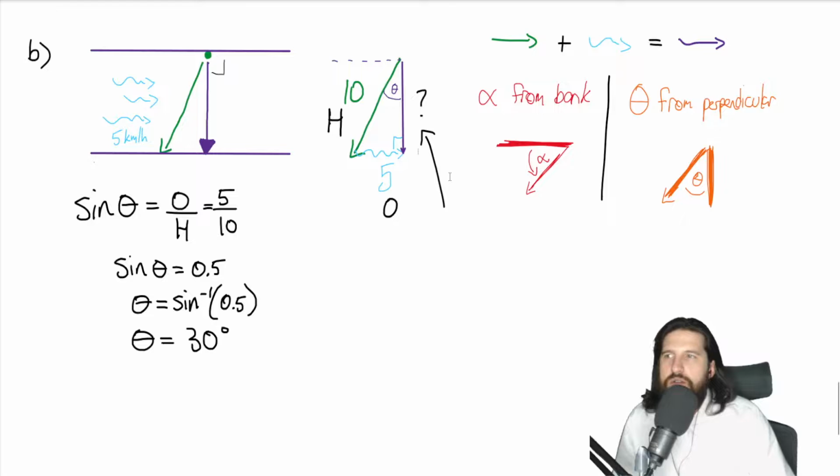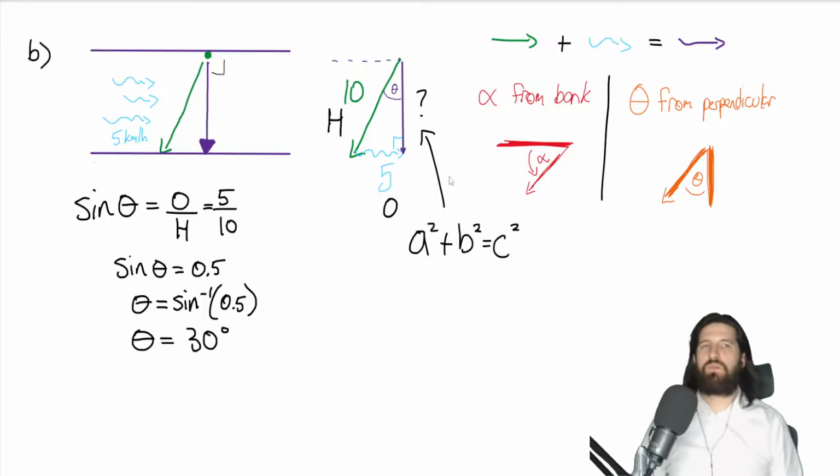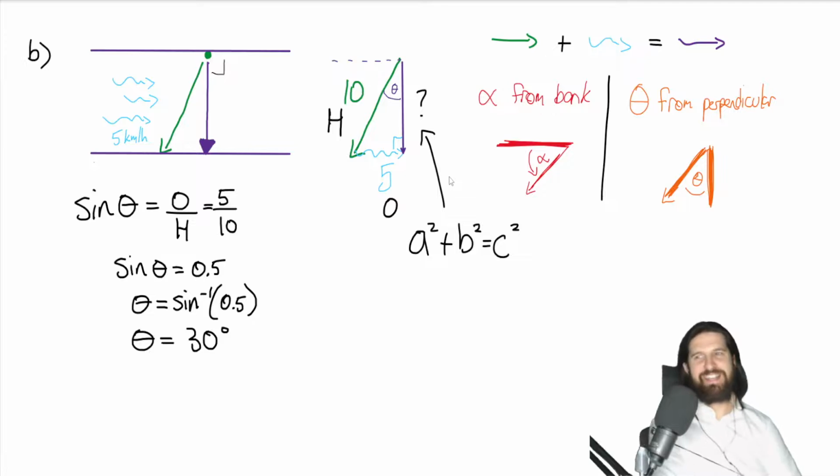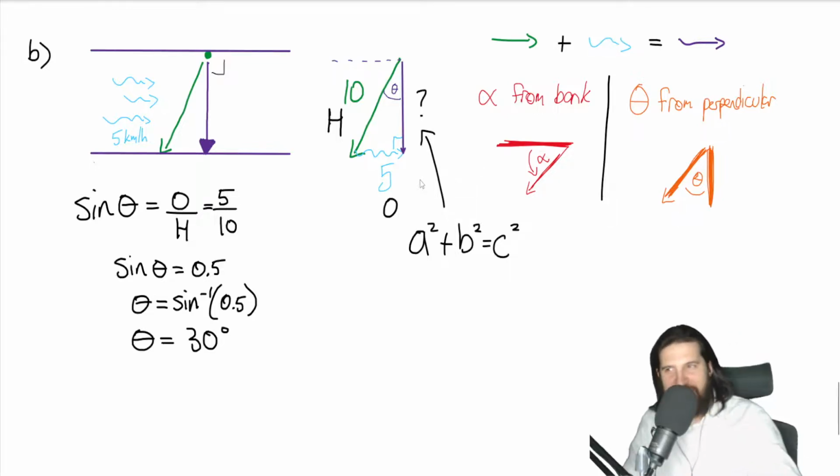We should use SOHCAHTOA again. Well, not SOHCAHTOA because there's no angle. Oh, okay. So it's a squared plus b squared equals c squared. Beautiful. And who's A, who's B, who's C? A is the 5 and B is the 10. Okay, A is the 10 and B is the 5. No, no. A is the one that we don't have.